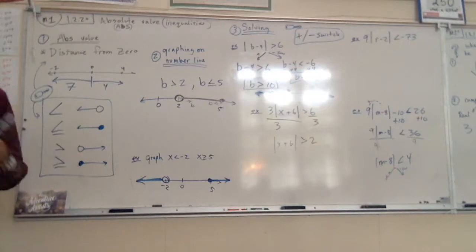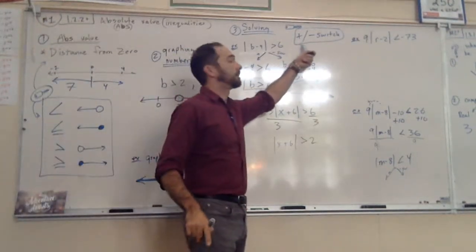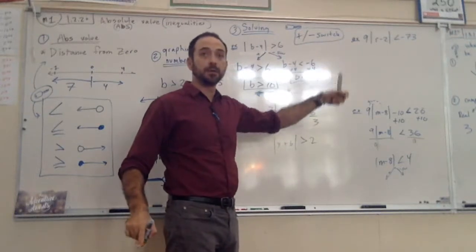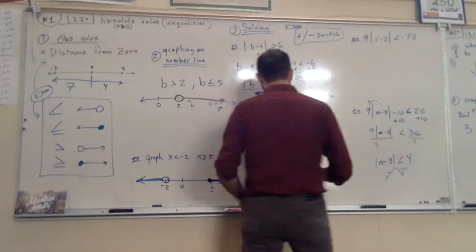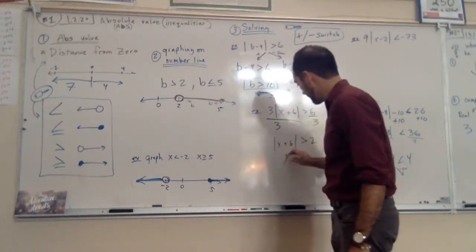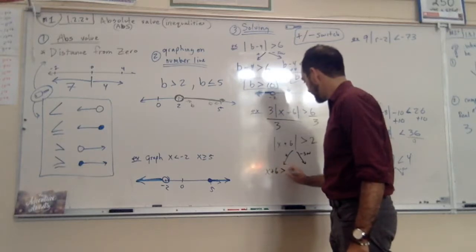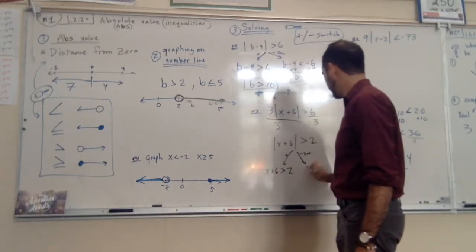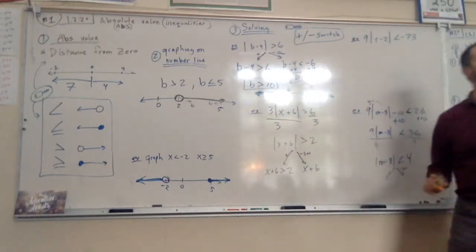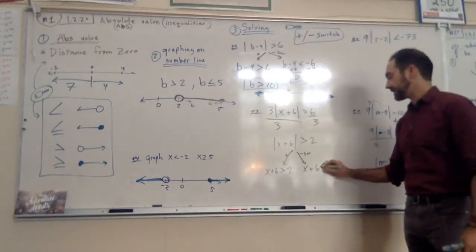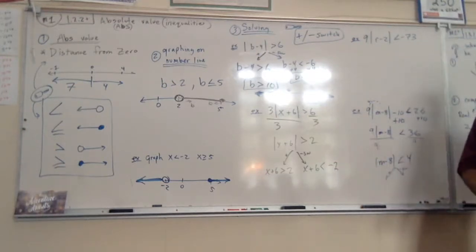Now it's time to what? Do the positive negative switch. So we wouldn't be able to subtract it because we have absolute values still. We need to split them with the positive negative switch. X plus 6 is greater than 2. X plus 6 is what? Less than -2. Okay, solve them out, graph them.